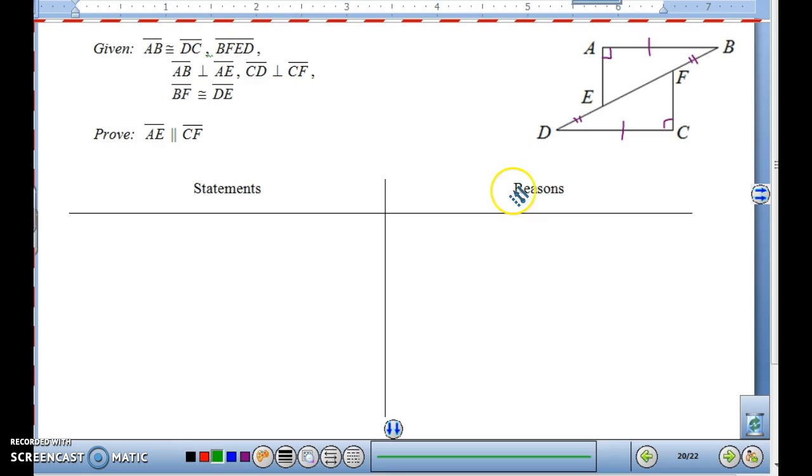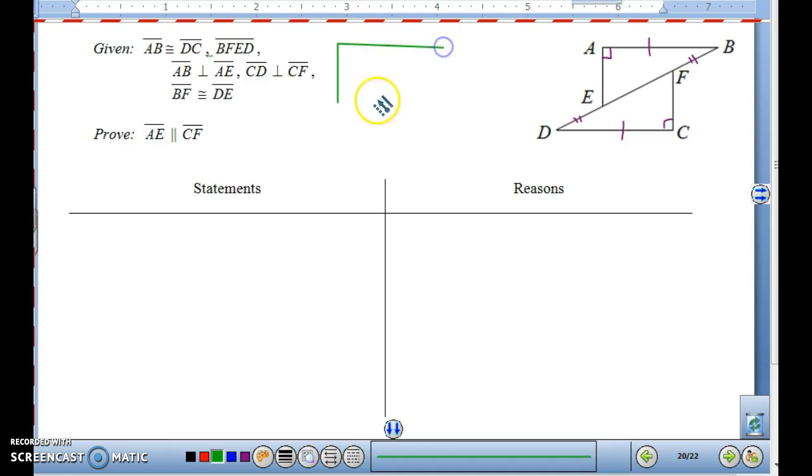All right, now I'm going to draw my triangles out separately. I want to prove that AE is parallel to CF. Well, if I want to prove them parallel, I've got to prove something about the angles. And to prove something about the angles, I probably have to prove the triangles. So I'm going to draw my two triangles here.